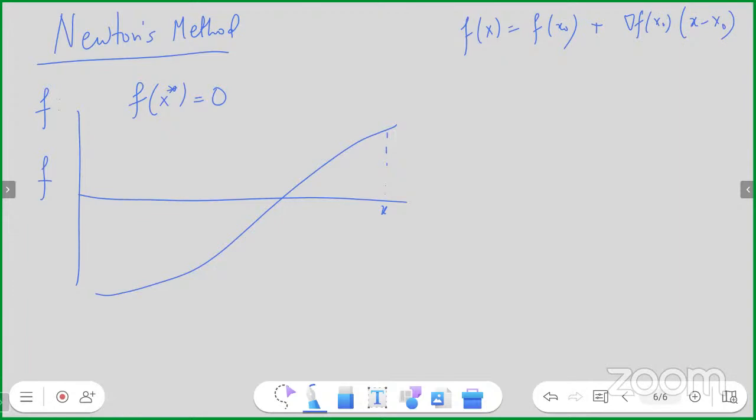Now, what are you looking for? You want a point at which f of x star is 0. So what update can you make? Suppose you're starting from a point x0. What should be your next point in hope of finding a 0? I'm not saying you go there in one step.